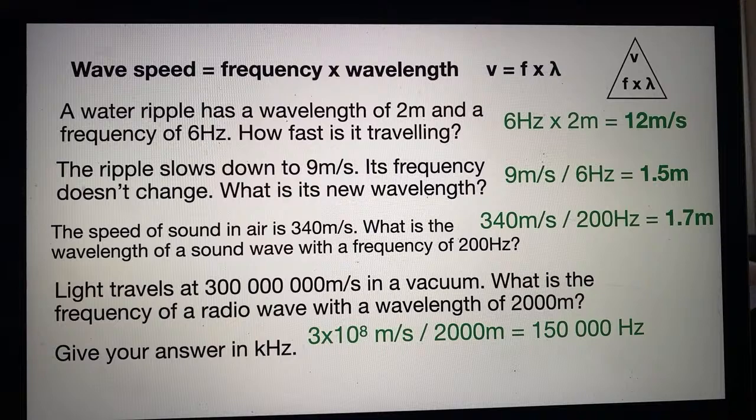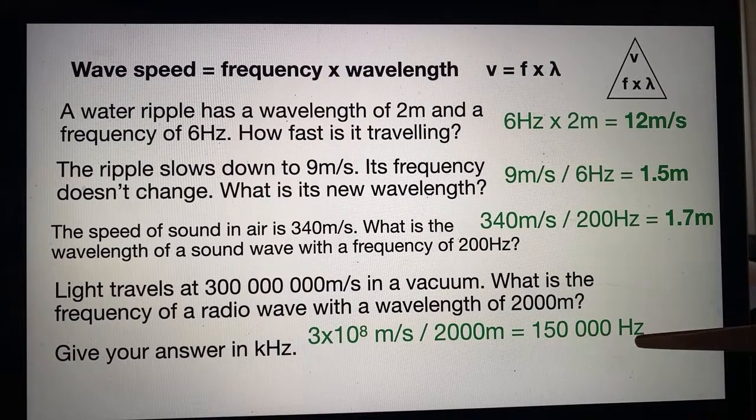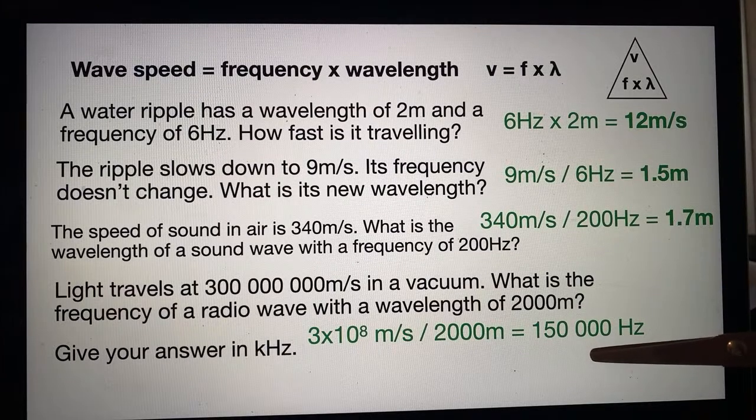All right, give your answer in kilohertz. Okay, so there's 1000 hertz in 1 kilohertz. I know some of you will get this straight away, but some of you won't. There's 1000 hertz in 1 kilohertz. So if I'm changing 150,000 hertz into kilohertz, it's going to be a smaller number, because for every 1000 hertz, we're just going to change that to 1.